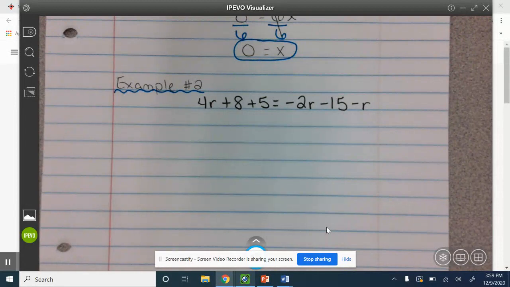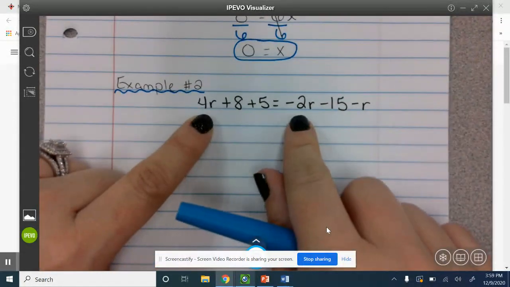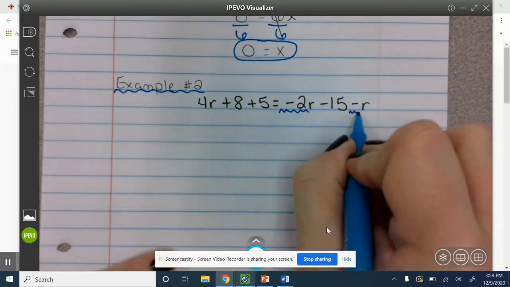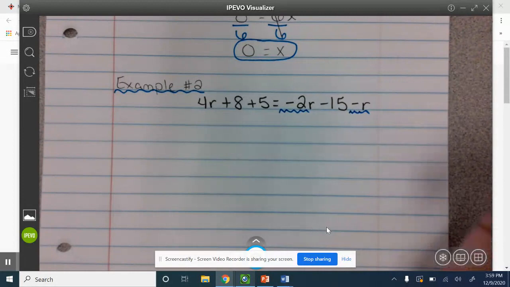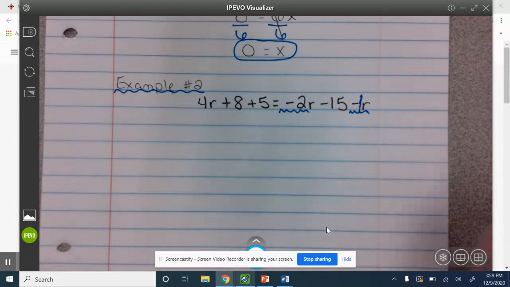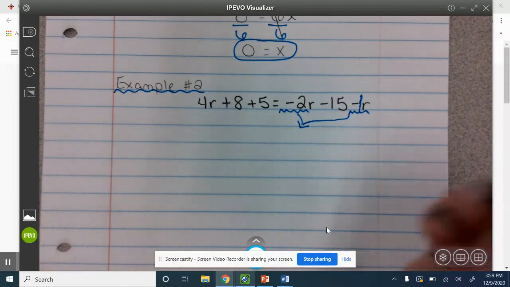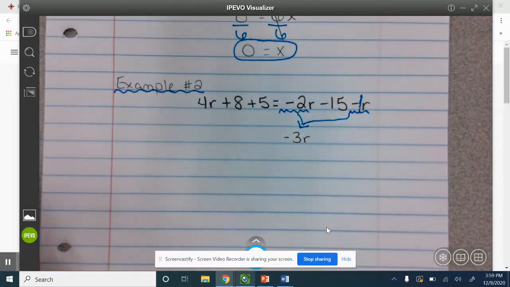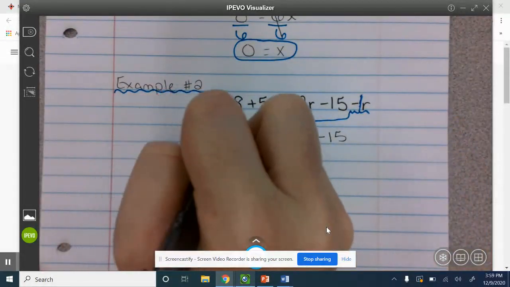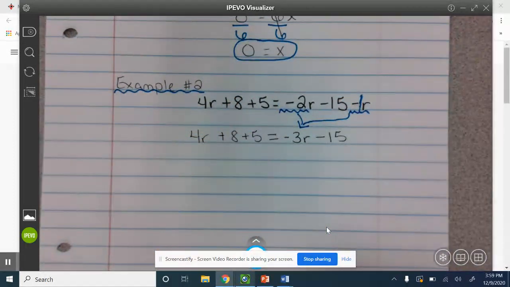So before I do anything, I want to look at my variables. I have 1r on the left-hand side. I have 2 on the right-hand side. So I'm going to look at this negative 2r and this minus r, and I'm going to get those together first. Remember, this is a negative 1r if you don't see a number in front of it. So negative 2 minus negative 1 is going to give me negative 3r. And then I'm going to write down everything else. So 4r plus 8 plus 5 equals negative 3r minus 15.